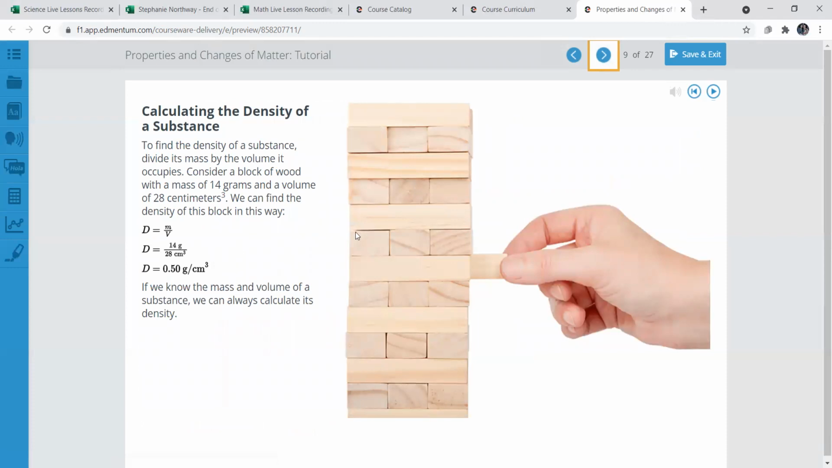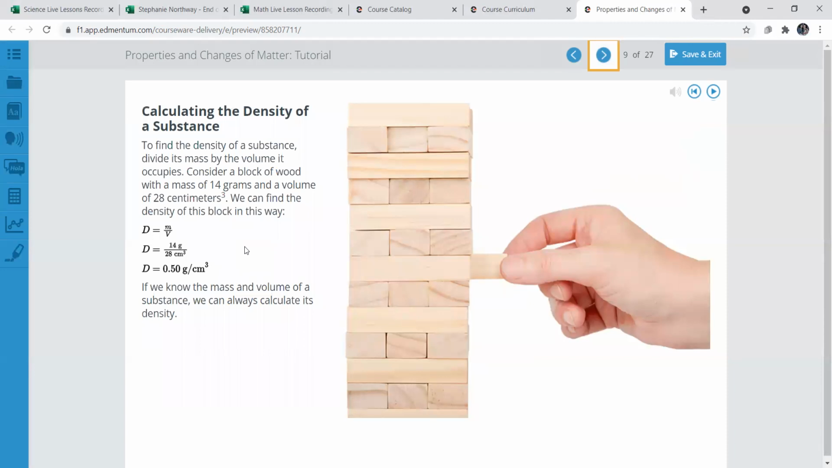Okay, calculating density again. I've done this before in a mini lesson. Density is mass divided by volume. So how you do this. Okay, so the block of wood, the mass is 14 grams, volume is 28 centimeters cubed. Cubed because again, volume is length times width times height, okay?